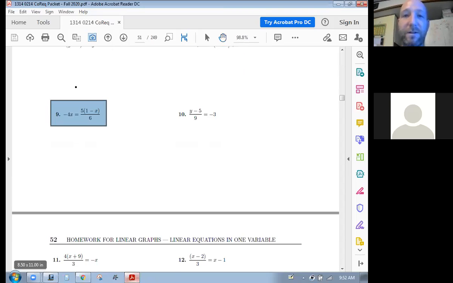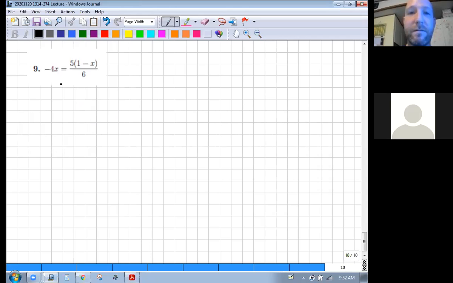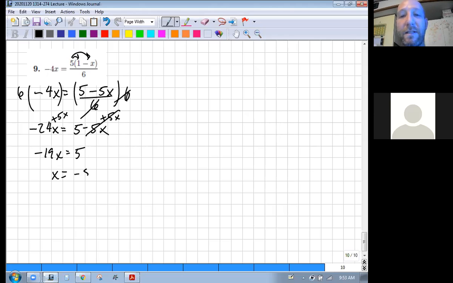Look at this one here, some fractions in there. All right, let's see. Negative 4x. Let's distribute this 5 through. We get a 5 minus 5x over 6. So since this whole thing is divided by 6, let's multiply both sides by 6. So that'll go away. So we got negative 24x equals 5 minus 5x. We can add 5x to both sides so that goes away. And we have negative 19x equals 5. So x is negative 5 over 19.